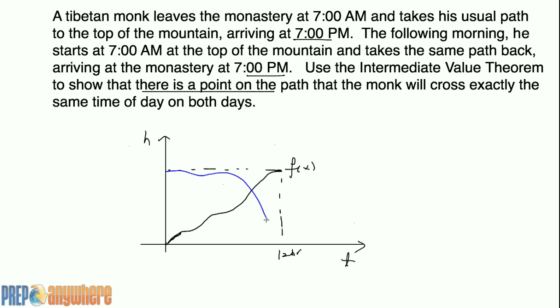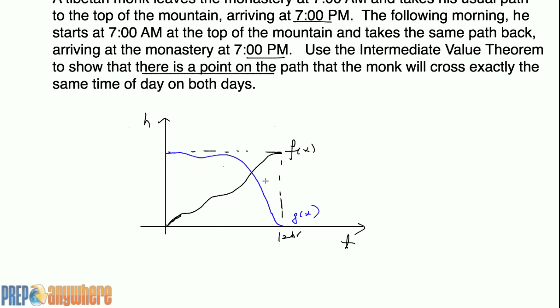Maybe he took the same path, but let's say he took his time, and at the end he ran a little bit faster so that he arrives at the same destination in exactly 12 hours. Let me call this one g of x, and let h of x equal f of x minus g of x.